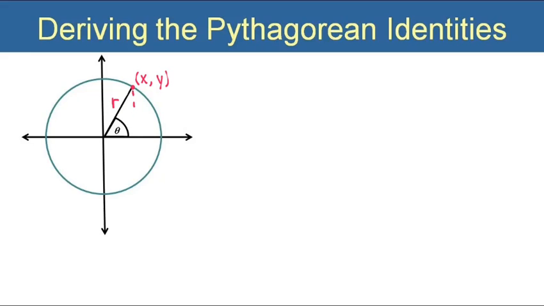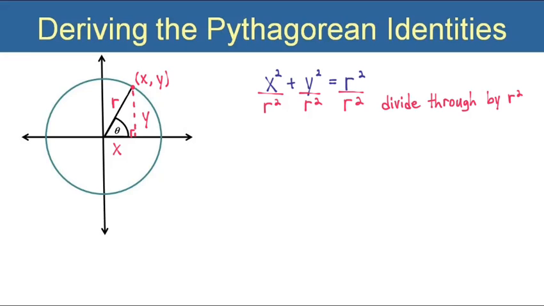Now I'm going to drop a perpendicular, just a little imaginary line straight down to the axis, and that forms for us a right triangle. And the horizontal side of that triangle would be x, because we know that from the point, and the vertical side would be y. Now by the Pythagorean theorem, I can write x squared plus y squared equals r squared. And then I can divide through by r squared. I can divide both sides of the equation by r squared.